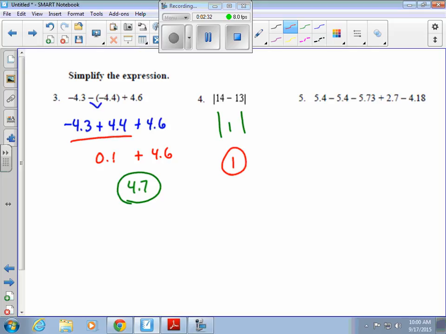5.4 minus 5.4 minus 5.73 plus 2.7 minus 4.18. We're simplifying this expression. First off, 5.4 minus 5.4, those cancel each other out right away. They get rid of that, makes 0 right there. So those eliminate each other. That's just a faster way to do it. Then you have negative 5.73 plus 2.7. Those are opposite signs, so subtract the absolute value.